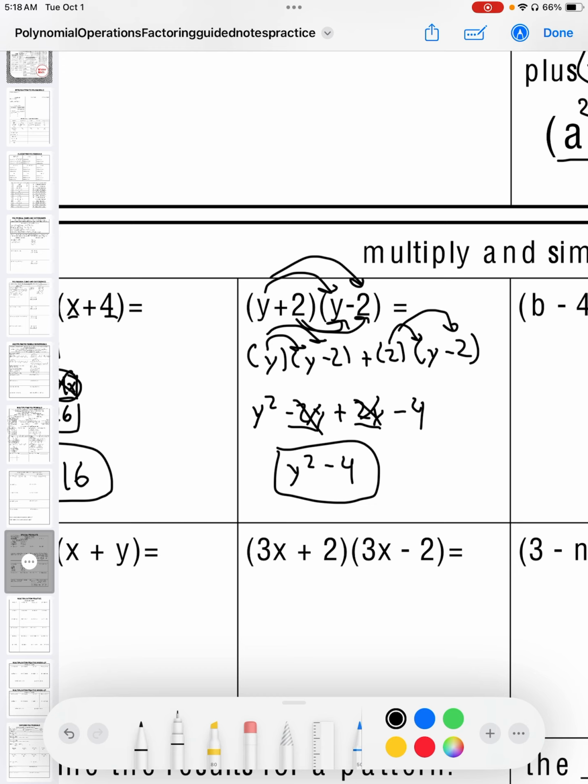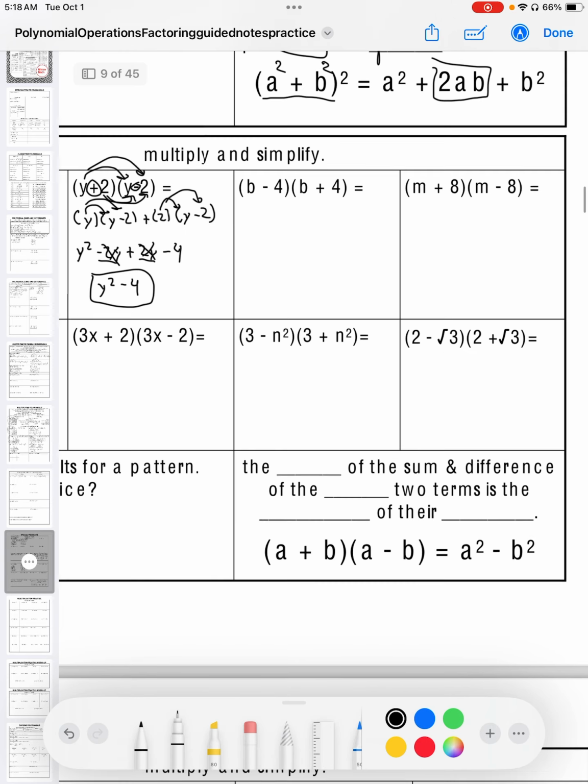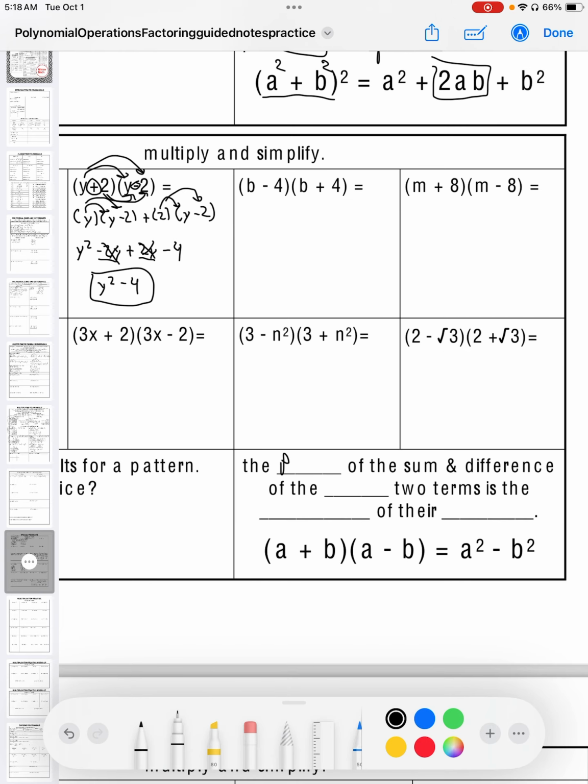So here, when we're multiplying what's called the sum and difference, we have a plus and a minus of the same terms, y plus 2 and y minus 2. So the same terms, but one's a plus and one's a minus. When we are multiplying things like these together, the product of the sum and difference of the same two terms is the difference of their squares.